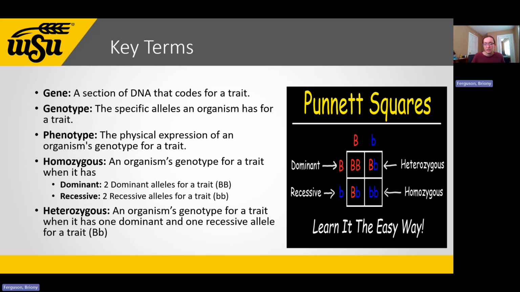A gene is just a section of DNA that codes for a specific trait. A genotype is the specific alleles that an organism has for a trait. So that's going to be your double uppercase B's or your double lowercase b's, or your combination of the two. A phenotype is the physical expression of a genotype. So your genotype is going to be the actual letters that you're using to represent those alleles that are coding for a trait. Your phenotype is how it actually looks.